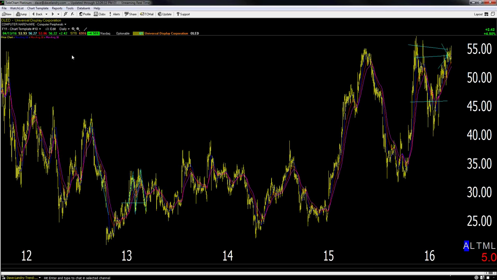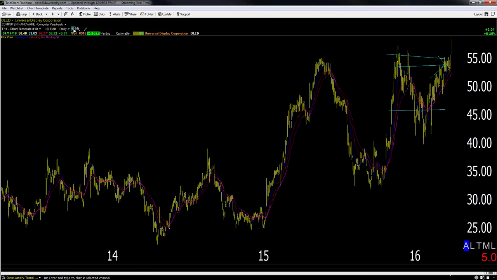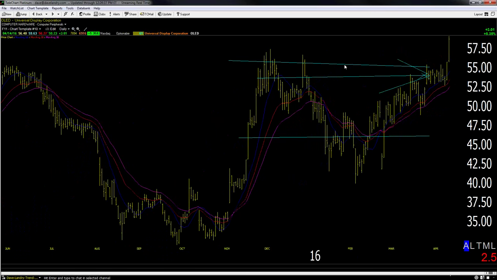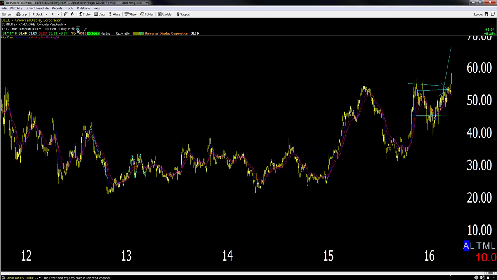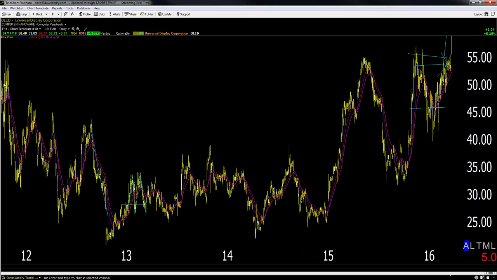OLED. It's just beginning to break out in here. It would have to break out and keep breaking out because it's been going sideways for so long, and then I look to play a pullback. And again, I'm not as excited to buy stocks that are at super high levels at this juncture. Let the market prove itself before I start going after stocks in general.